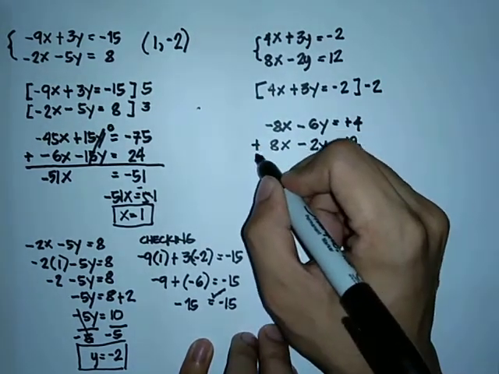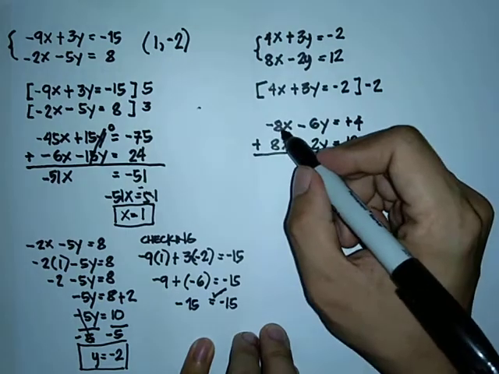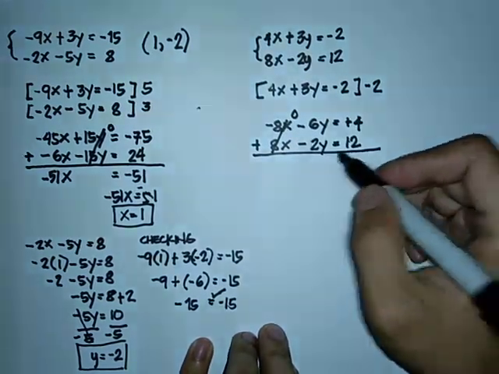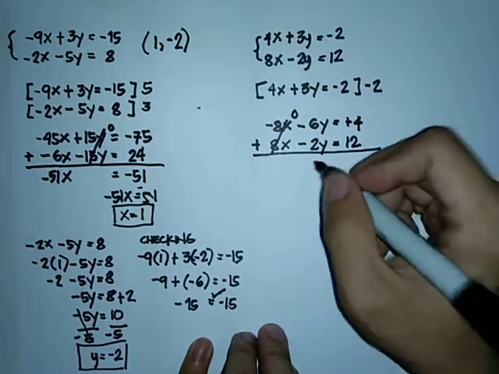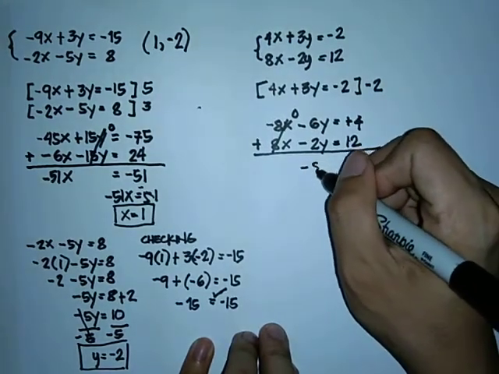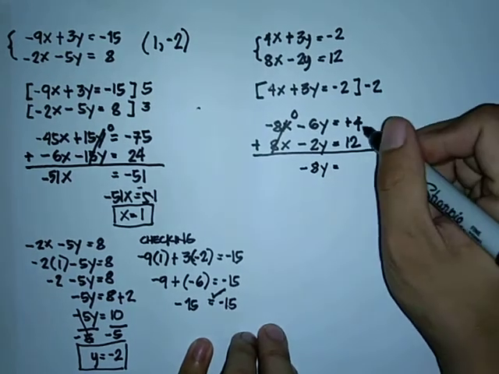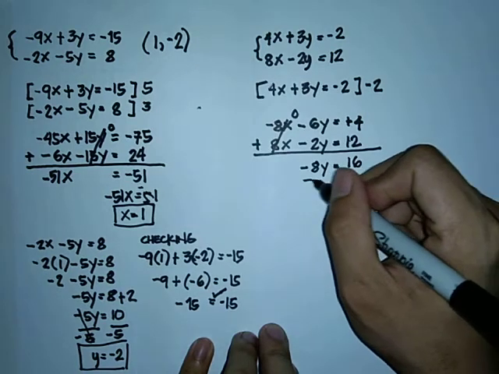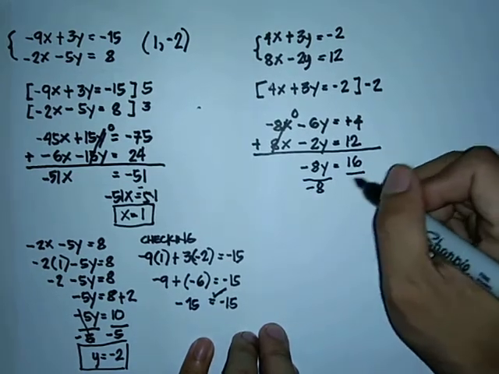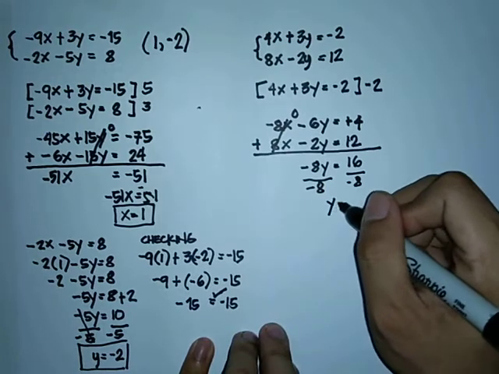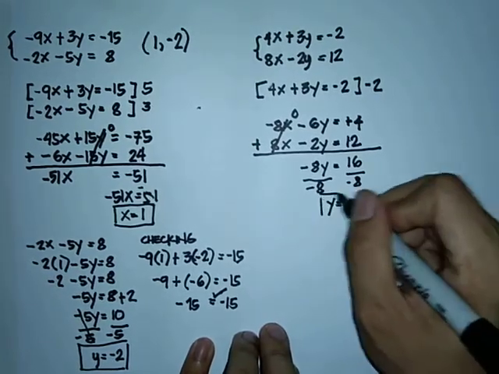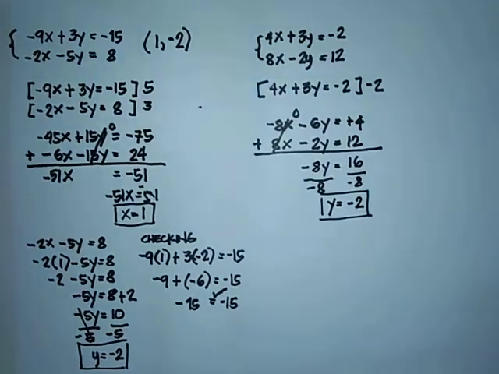And then I will just add yung ating equation. So we have negative 8x plus 8x, that is 0. And then we have negative 6y plus negative 2y. We have negative 8y. And we have 4 plus 12, that is 16. So we divide both sides by negative 8. So what we have is y is equal to negative 2. Okay. So meron na tayong y negative 2.